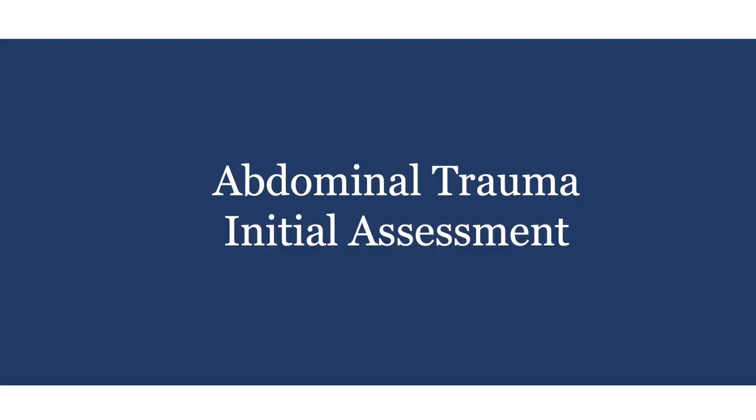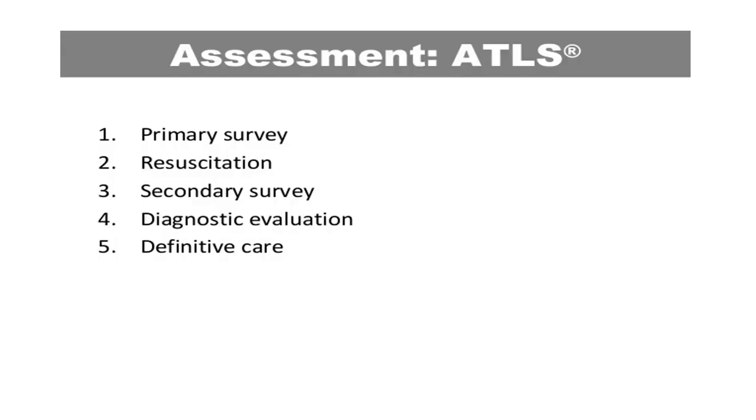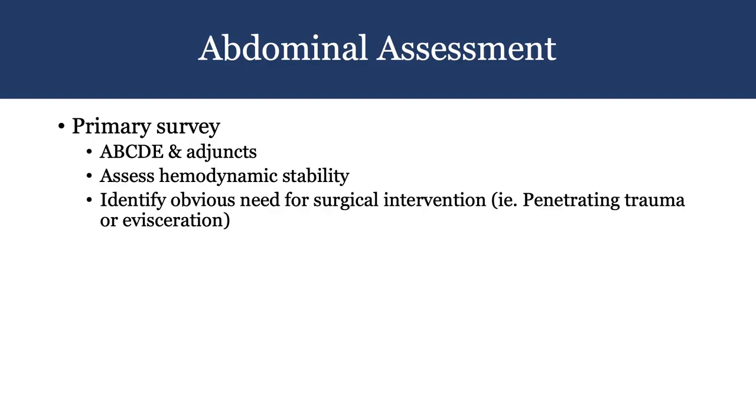So what do we do in the initial assessment of abdominal trauma? Usually we follow the ATLS arrangement, like is the case for all other trauma patients. We do a primary survey, we identify life-threatening injuries and resuscitate immediately. Then we go to a secondary survey. Then we can do a diagnostic evaluation and institute definitive care.